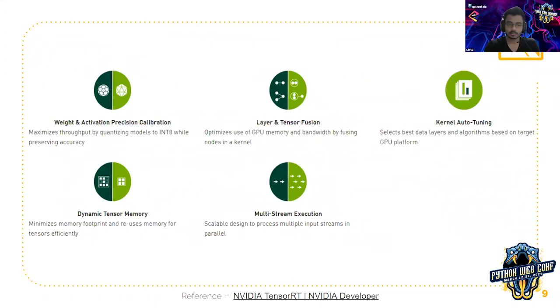So the first is that it does weight and activation precision calibration. As I talked about the weight quantization, it is similar to that. Actually, it is same. And what TensorRT basically does is it quantizes the full precision information to int 8 while minimizing accuracy loss. And to do that, TensorRT performs a process called calibration.